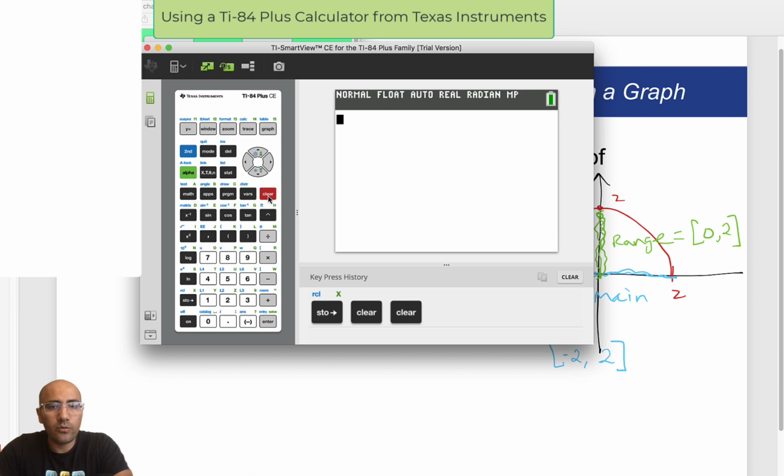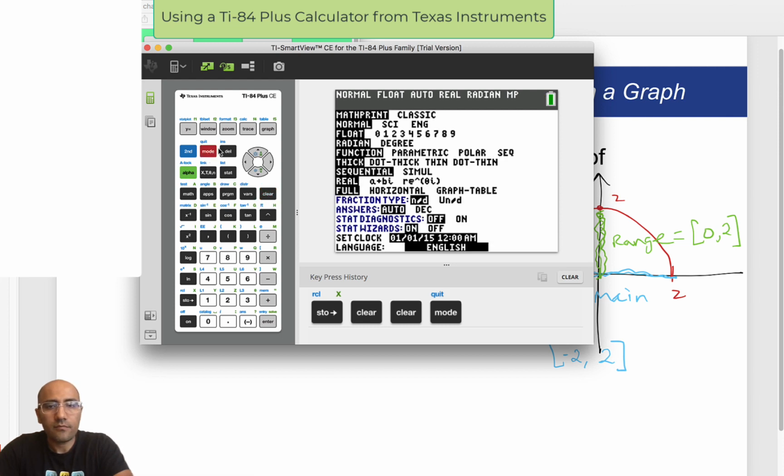So what we want to do, whenever you get your calculator, the first thing you want to do is go over to where it says mode and check the status of your calculator. So it's in normal mode, it's in float. If we type in an angle, it's going to be in radians. It's in function setting, that's what we want right now. Later we'll look at parametric polar functions. Dots are thick, sequential, real numbers, full. Okay, everything looks pretty good here.